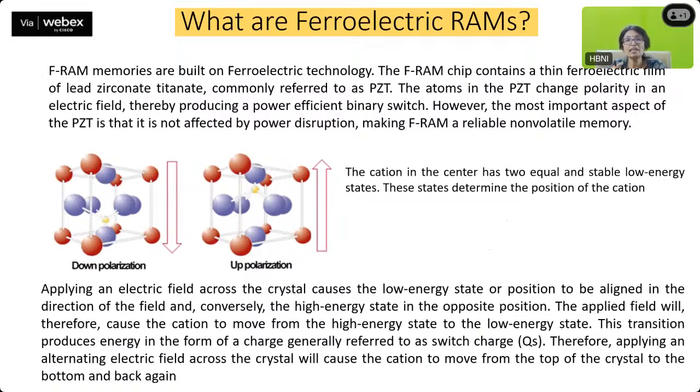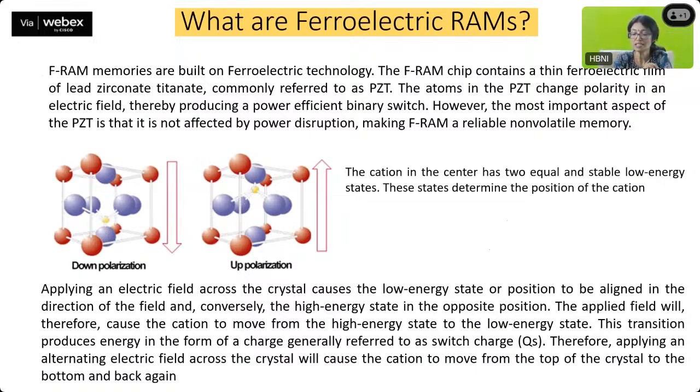When you are applying an electric field, these PZT crystals change their polarity. The most important aspect of PZT is that it is not affected by power disruption, and hence it makes FRAMs a very reliable non-volatile memory device. If you can see over here what is happening, the cation over here is in the center.